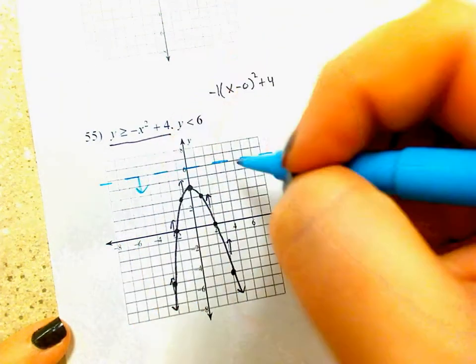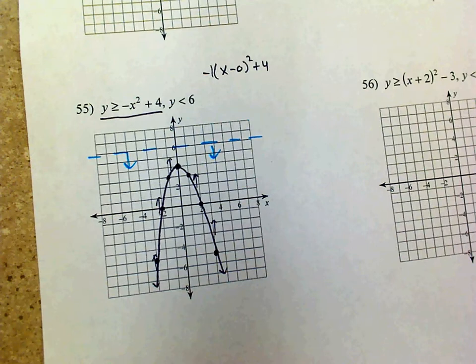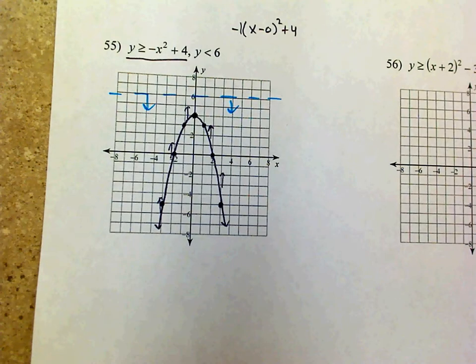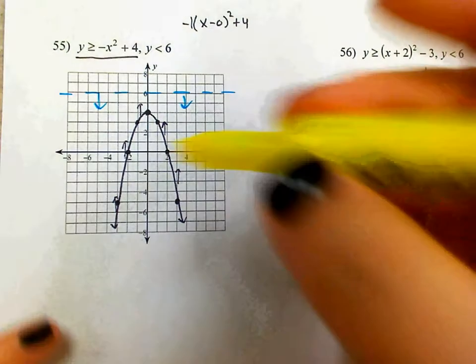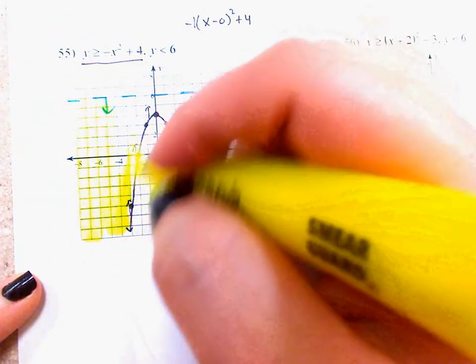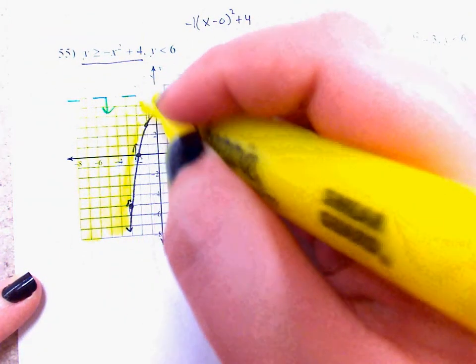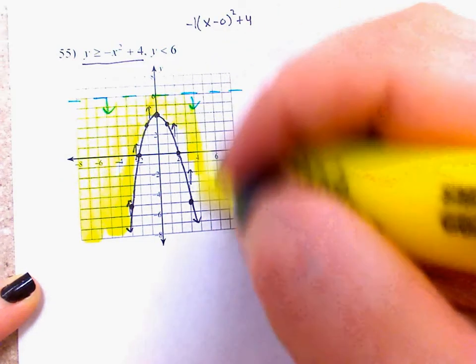So this right here is less than that, but it's got to be greater than that, so it is the area in between the two functions. And it would just keep on going along with the parabola. So there you go.